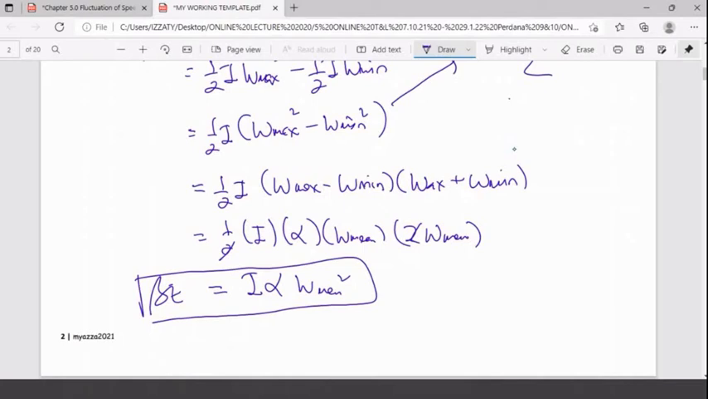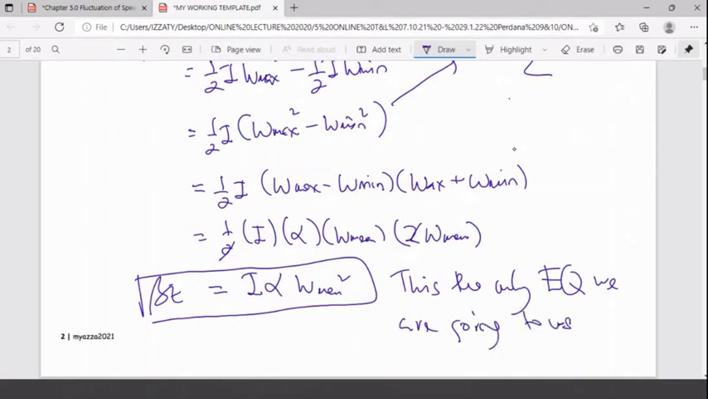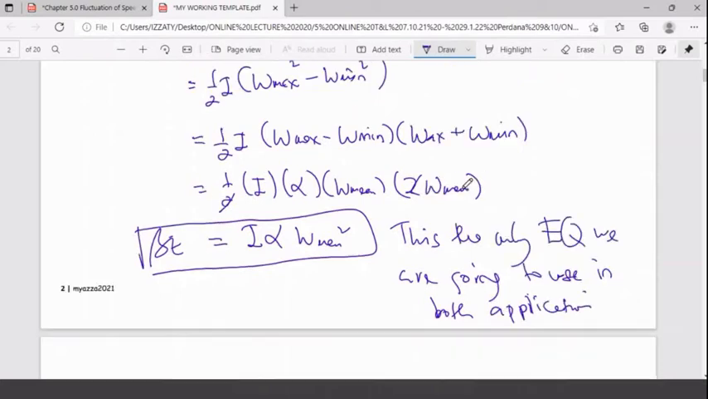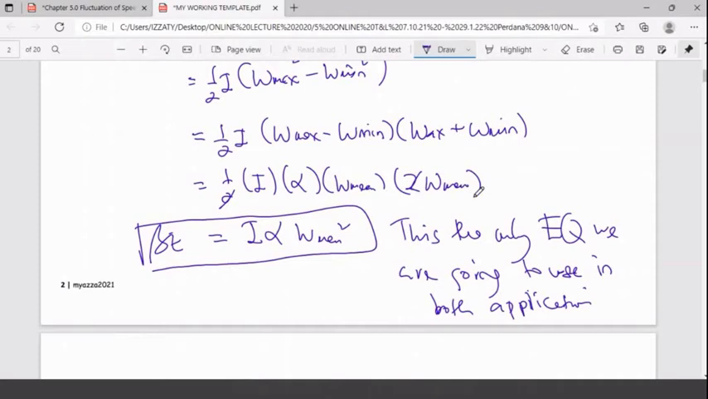So this is the only equation we are going to use in both application. Of course, you have to manipulate the equation later on, yeah?